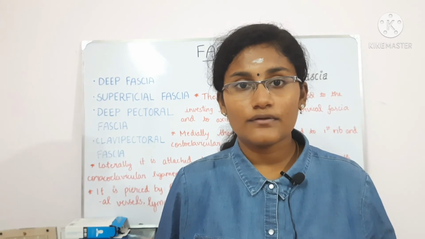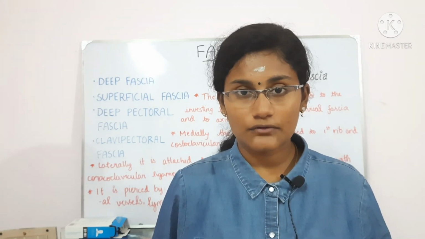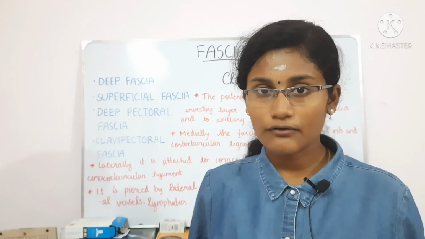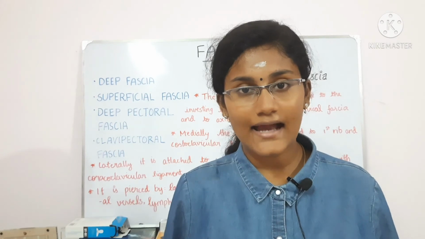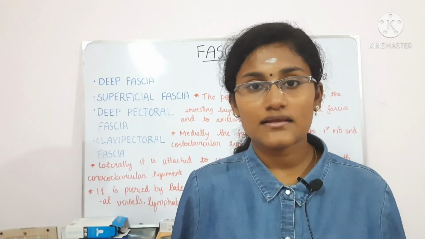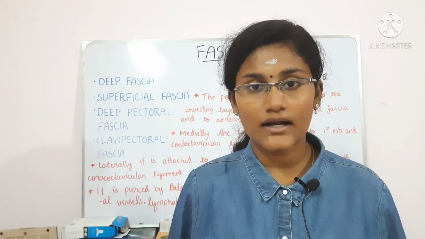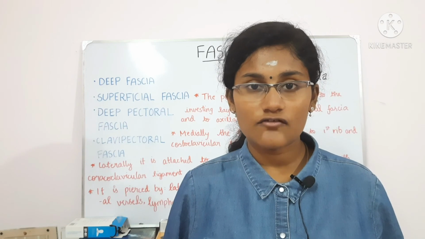So that is all about the connection between the clavipectoral fascia and the deep pectoral fascia. You should note that the cephalic vein passes over both the deep pectoral fascia and the clavipectoral fascia. And also the clavipectoral fascia is present under the cover of pectoralis major muscle. So that is all about today's topic.